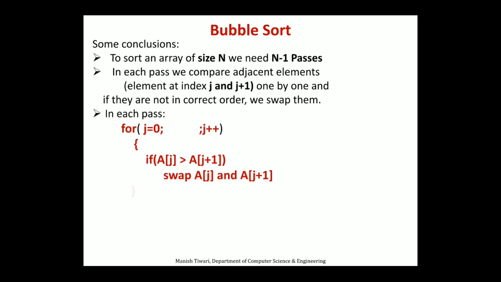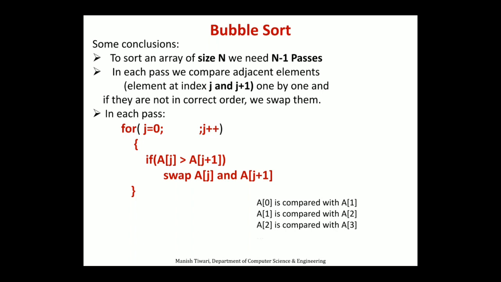And in every pass we start this comparison with the very first element. That means the first comparison is between a0 and a1, and at this time the value of j is 0. Then the next comparison will be between a1 and a2, and at this point the value of j will be 1. So we have to increment this j each time. Then the next comparison will be between a2 and a3. So this will be a loop which starts with 0, and every time we will increment j by 1.